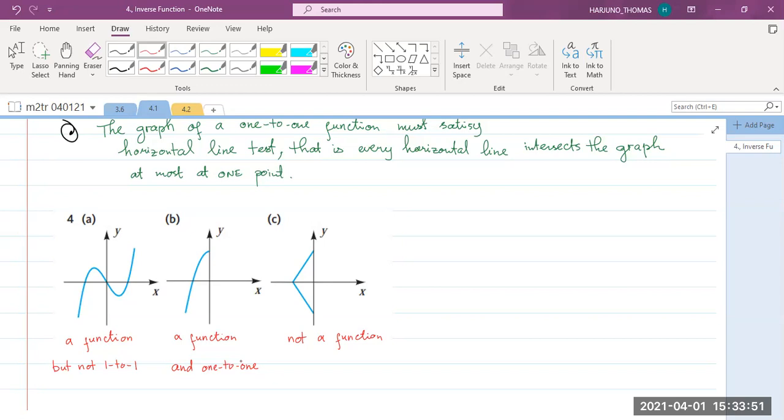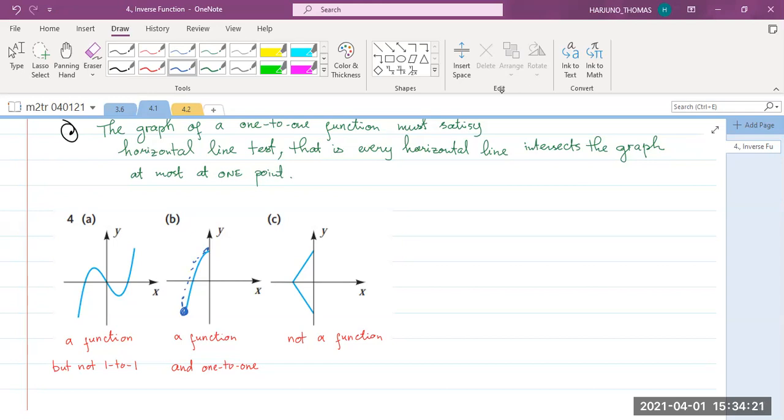Now notice that in part B, we see that it is one-to-one, right? At the same time, notice that the graph is increasing. If you are here and you try to go to the other side, then you need to walk up. If the graph is strictly increasing or strictly decreasing, then it is one-to-one.